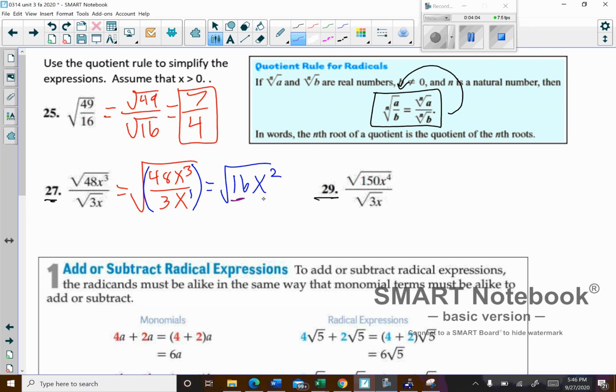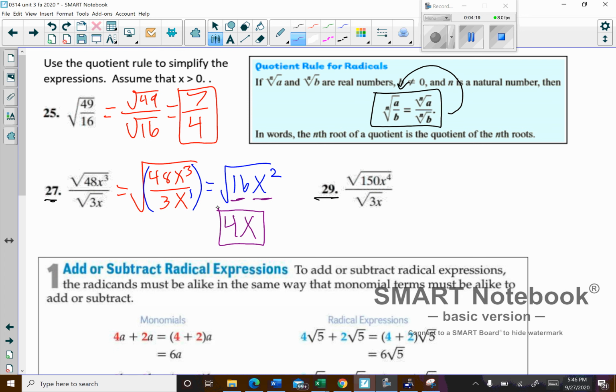You need to square root 16 and square root x squared. Square root of 16 is 4. Square root of x squared is just an x. So this whole thing just simplified down to a 4x. And so that worked out pretty nice.